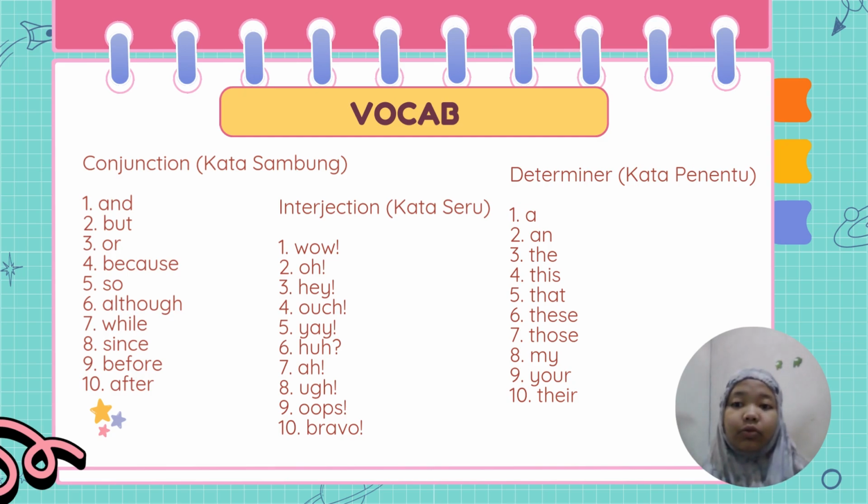Next, in the third slide, we have the last three categories: conjunctions, interjections, and determiners. For conjunctions, we use words like and, but, or, because, and although. For interjections, we include short expressions such as wow, oh, hey, and oops. And for determiners, we use basic ones like a, the, this, that, and those. This will also be printed as cards for the activity.